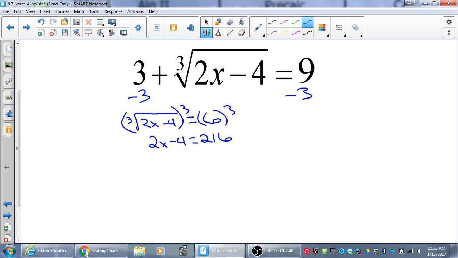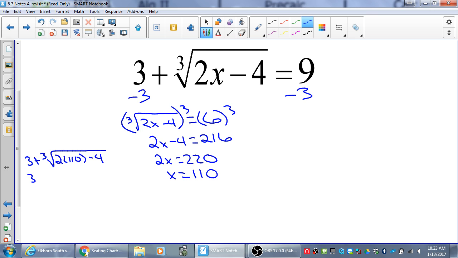Add 4. 2x equals 220. Divide by 2, 110. So now to plug it back in, we need 3 plus the third root of 2 times 110 minus 4, and we just have to make sure that actually gives us 9.